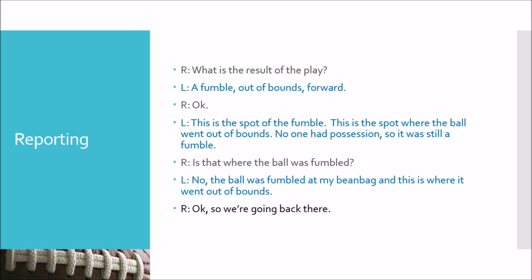And then you can tell the referee is trying to get a handle on this situation, asking, is this where the ball was fumbled? The line judge does a good job and says no, the ball was fumbled at the beanbag and went out of bounds at the spot where the ball is down on the ground. Now the referee is getting into it. Okay, so we're going back to the spot of the fumble.